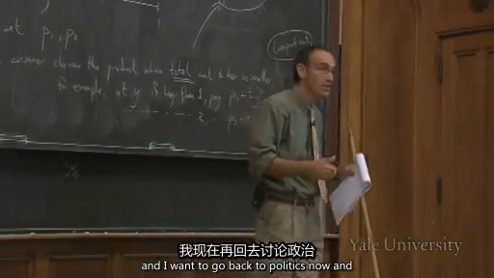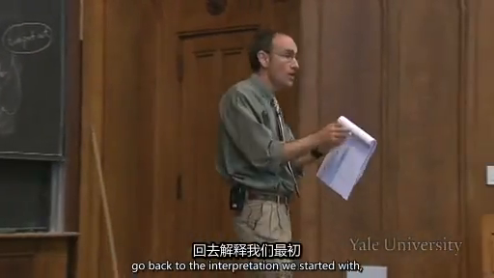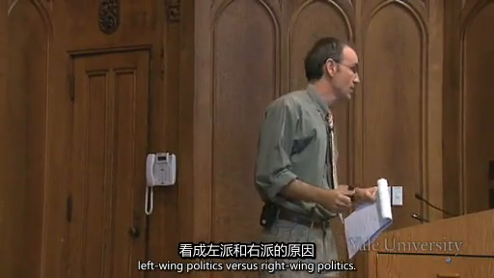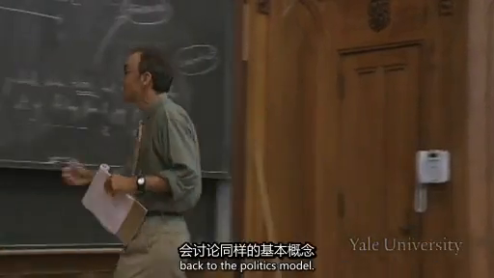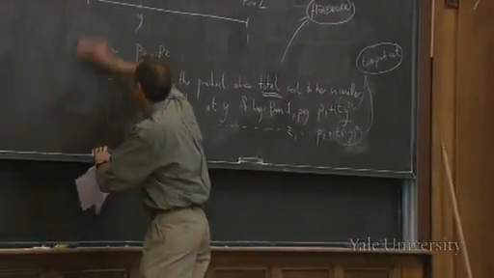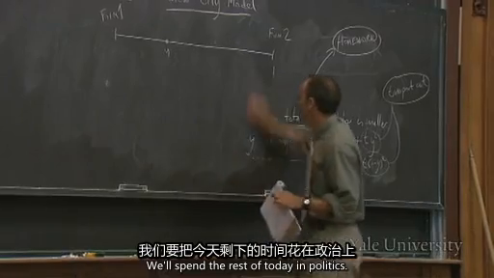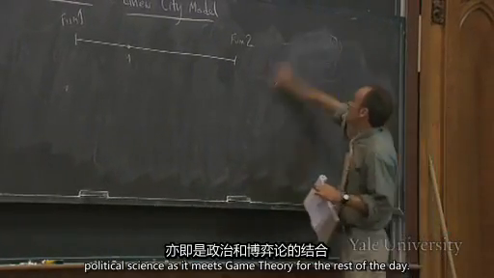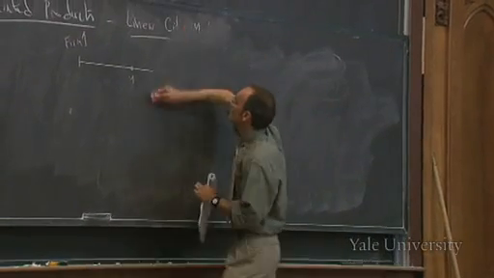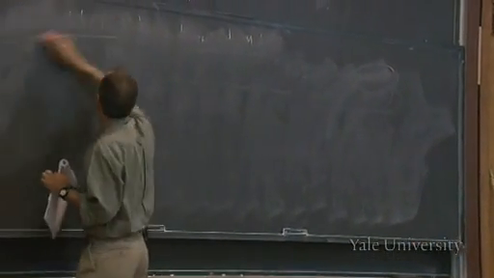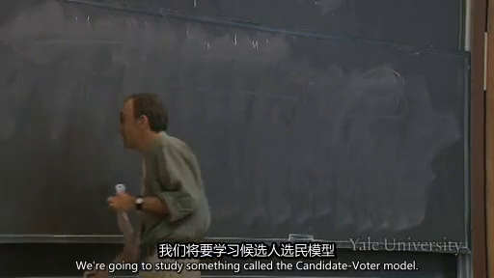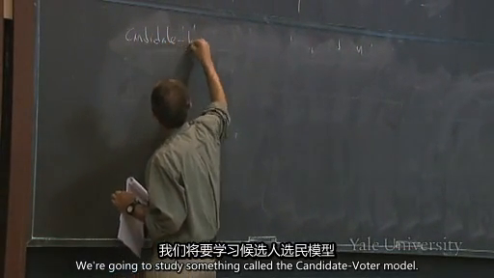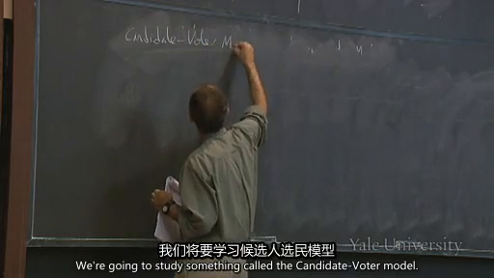And I want to go back to politics now and go back to the interpretation we started with, so that left and right will end up being left-wing politics versus right-wing politics. So I'm going to take the same basic idea back to the politics model. And we'll spend the rest of today in politics. So we're going to be doing political science, or political science as it meets game theory, for the rest of the day. We're going to study something called the candidate-voter model.